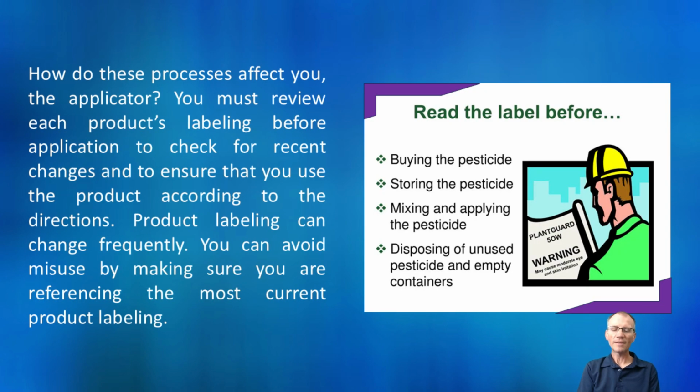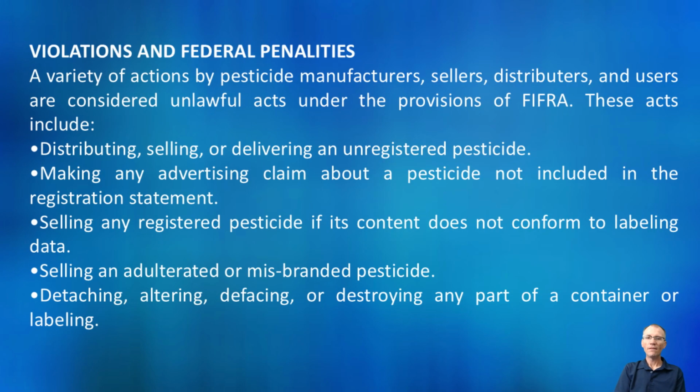How do these processes affect you, the applicator? You must review each product's labeling before application to check for recent changes and to ensure that you use the product according to the directions. Product labeling can change frequently. You can avoid misuse by making sure you are referencing the most current product labeling.